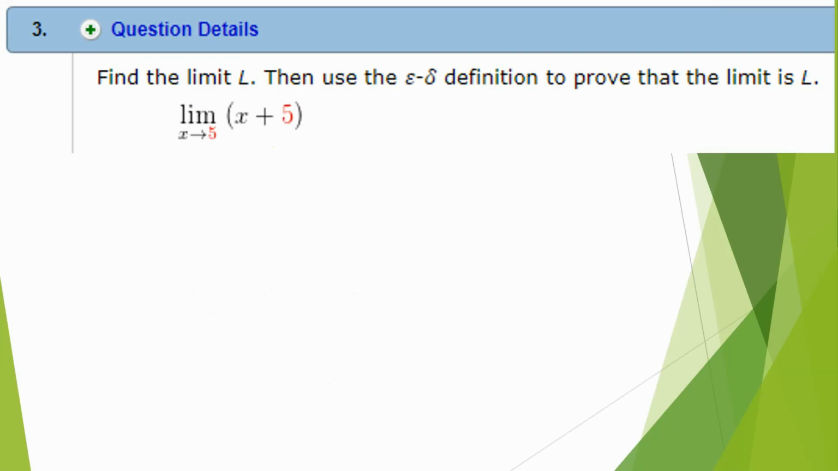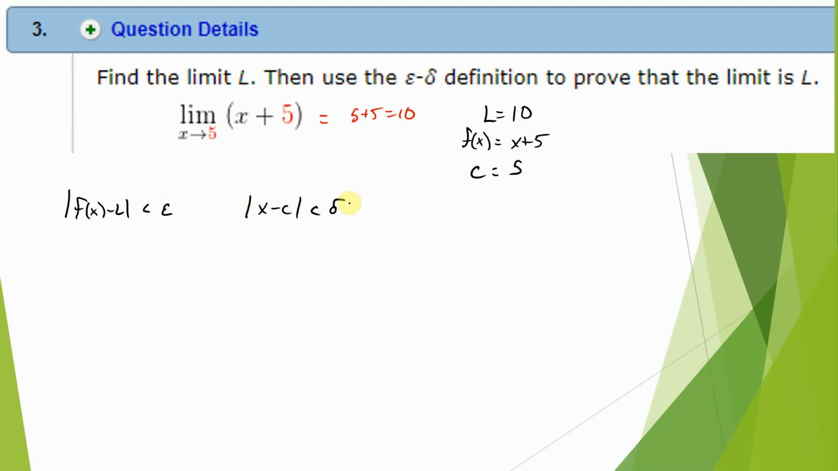Number 3, we want to find the limit L and then use the epsilon delta definition to prove. So we know we can just plug it in. So we get 5 plus 5 equals 10. I don't know why this is red. Let's get white. So that gives us that L equals 10. We know our function is just what we're taking the limit of, and our c is what we're approaching, which in this case is 5. So the absolute value of f of x minus L is less than epsilon, when the absolute value of x minus c is less than delta.